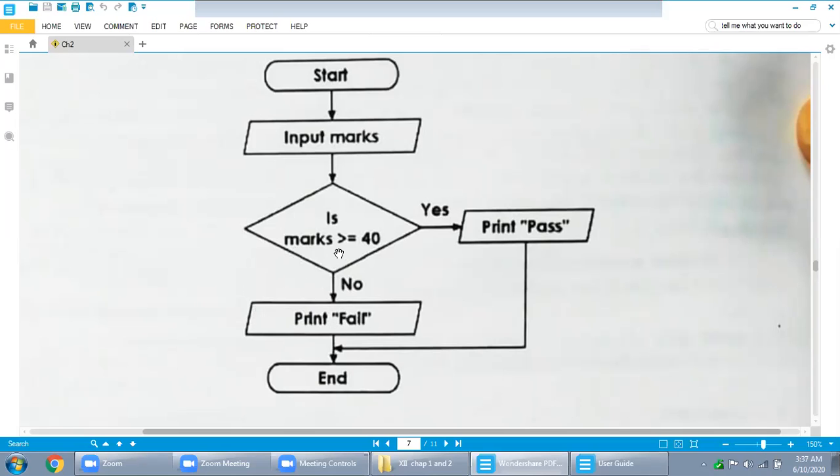When I assign the value 66, in that case, it was pass. So either pass or fail, both are going to the end. So watch over here. The last step in the algorithm was stop. And over here in the flowchart, the last symbol or last step we have to use is end. And start and end have the same symbol.